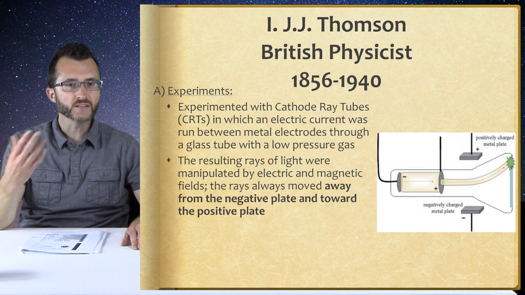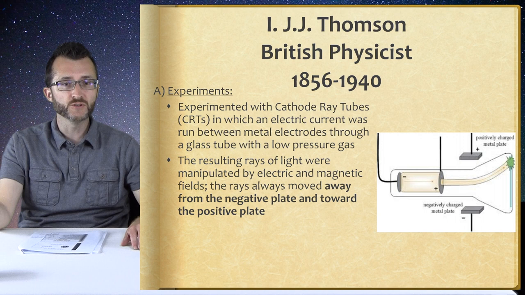So cathode ray tubes are actually what started the television. The large, heavy tube TVs that we had long ago, you might have one in your basement somewhere, those have cathode ray tubes in them. These are not like your LCD flat screen TVs you have today. The resulting rays of light were manipulated by electric and magnetic fields. The rays always moved away from the negative plate and toward the positive plate.